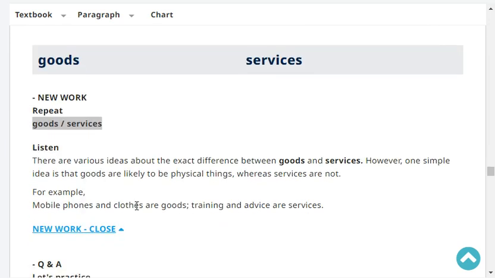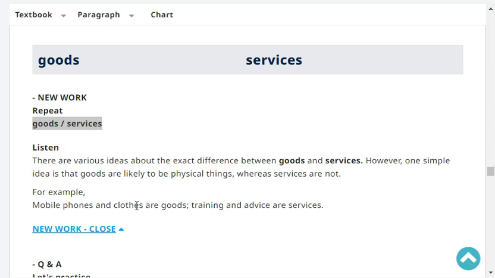Very good. Okay, listen. There are various ideas about the exact difference between goods and services. However, one simple idea is that goods are likely to be physical things, like products, whereas services are not. It can't be seen, it can be seen.